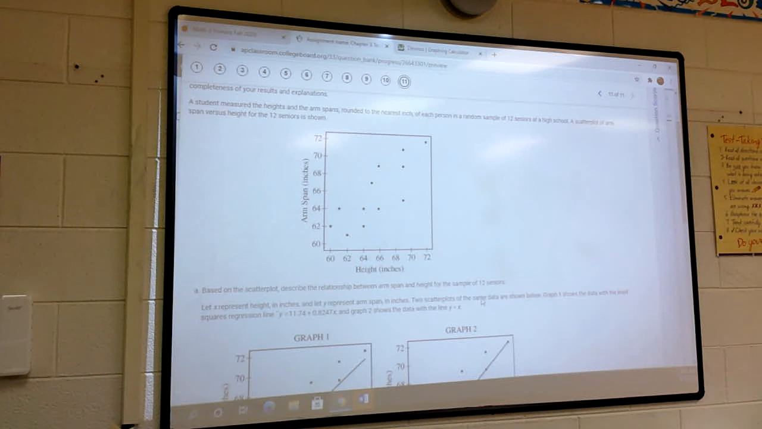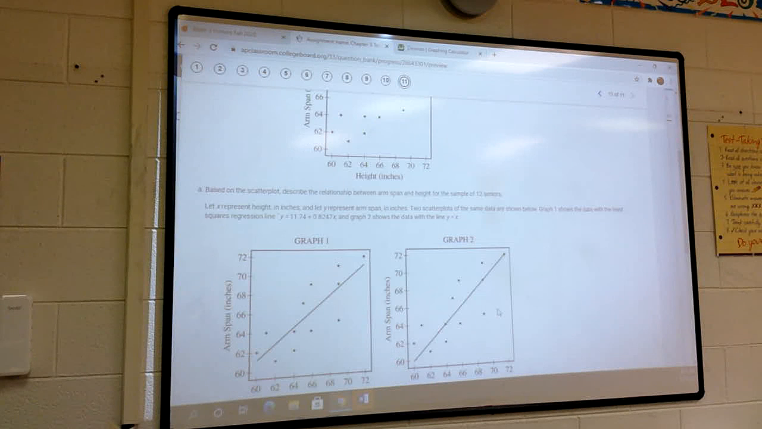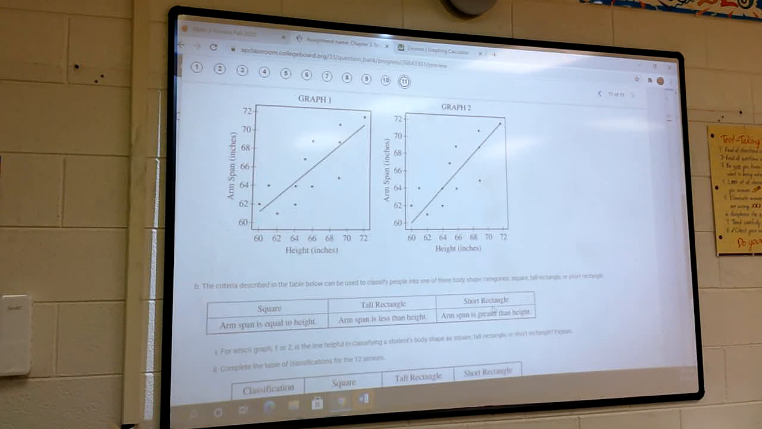2 scatter plots of the same data are shown below. Graph 1 shows the data with the least squares regression line, and graph 2 shows Y equals X. So Y equals X would mean their height and their arm span is the same. Okay? So the first one is a prediction line. The second graph is just saying, what if their height and arm span is exactly the same? That's the line.